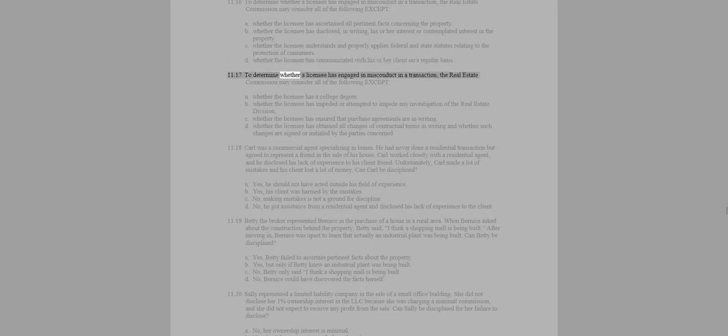11.17 To determine whether a licensee has engaged in misconduct in a transaction, the Real Estate Commission may consider all of the following except: A. Whether the licensee has a college degree. B. Whether the licensee has impeded or attempted to impede any investigation of the Real Estate Division. C. Whether the licensee has ensured that purchase agreements are in writing. D. Whether the licensee has obtained all changes of contractual terms in writing and whether such changes are signed or initialed by the parties concerned.